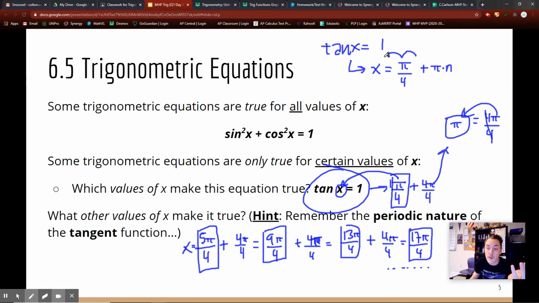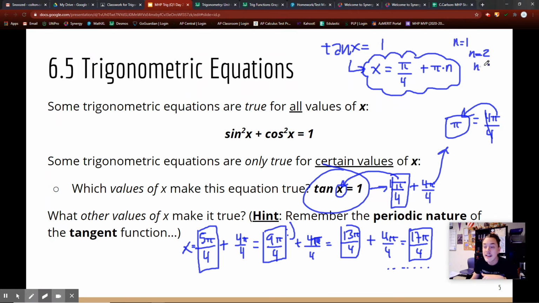And so this formula right here, just for tangent, and just because I know tangent's period is pi, will actually help me. Why? Because now I can say, okay, what if n is 1? Well, that means 1 times pi, and then I get 5 pi over 4 because pi over 4 plus pi is 5 pi over 4. What if n equals 2? Well, then that would be 2 pi, and 2 pi is the same thing as 8 pi over 4. So 8 pi over 4 plus pi over 4 gives me 9 pi over 4, right?